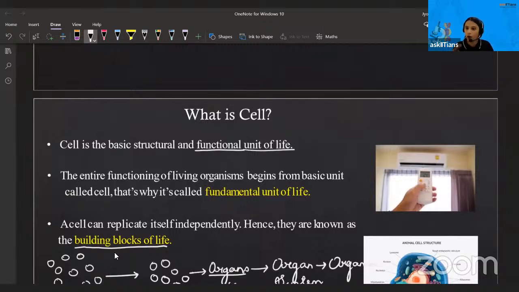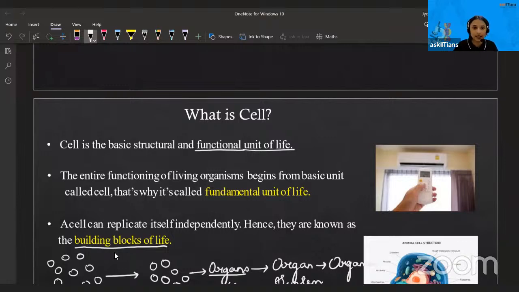All living organisms are made up of cells. That's why I'm saying the cell is the basic structural unit, and all the functions, whether it is respiration, circulation, excretion, nutrition, digestion, all the functions are taking place inside the cell only. That's why I'm saying the cell is the functional unit of life.